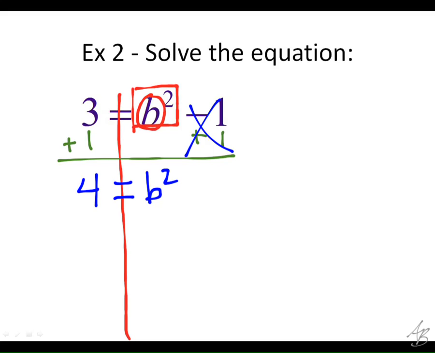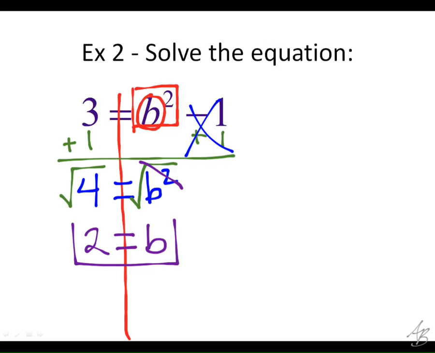So what do I do next? Scott? Yes, we want to get rid of that square, so we're going to take the square root. Now, if I take the square root on the right side, I have to do the same thing on the left. All right, so on the right side, the square and the square root cancel each other out, which leaves what? The b. On the left side, 2. Or it also could be what? Yeah, it could also be negative 2, but we're not worried about the negative one.